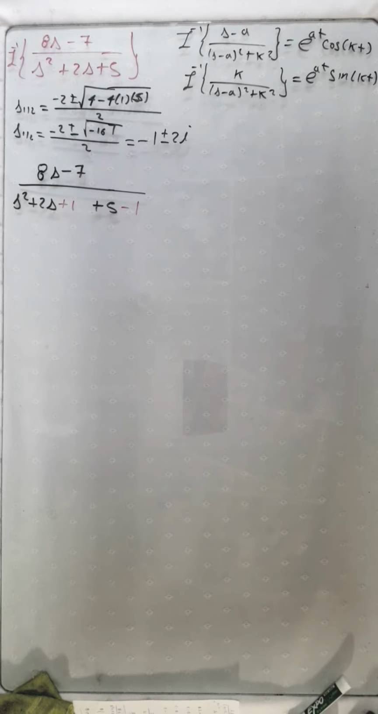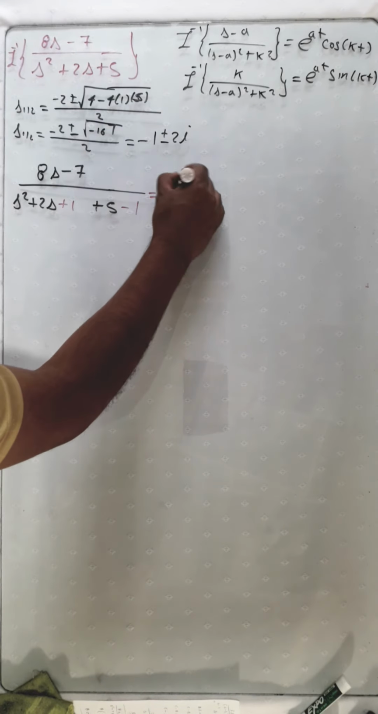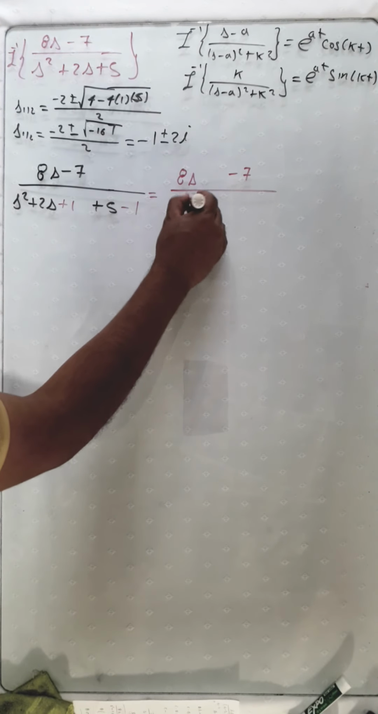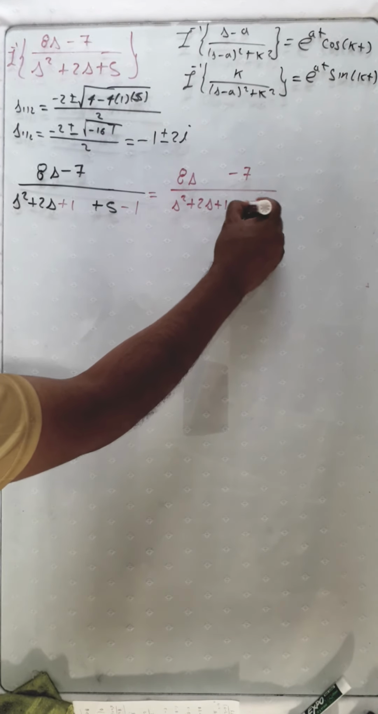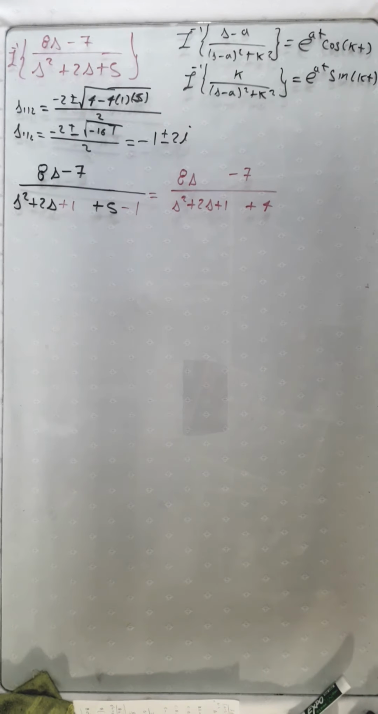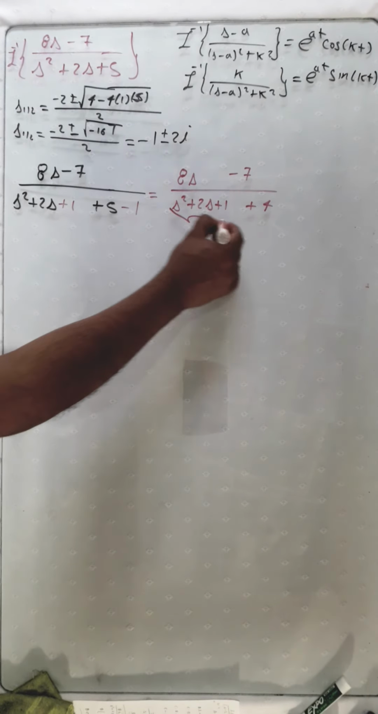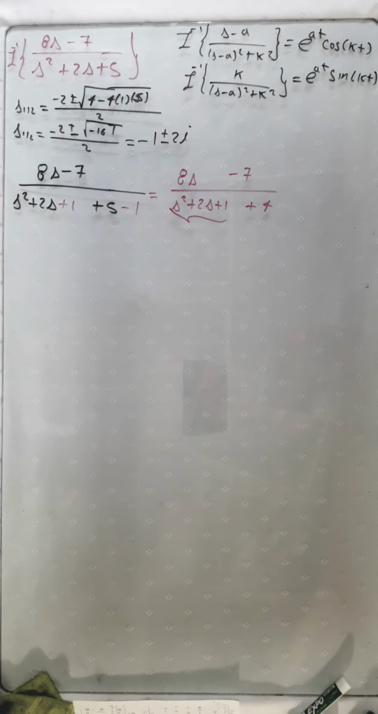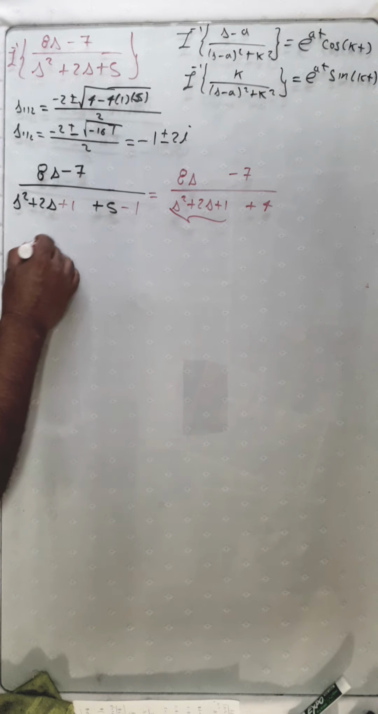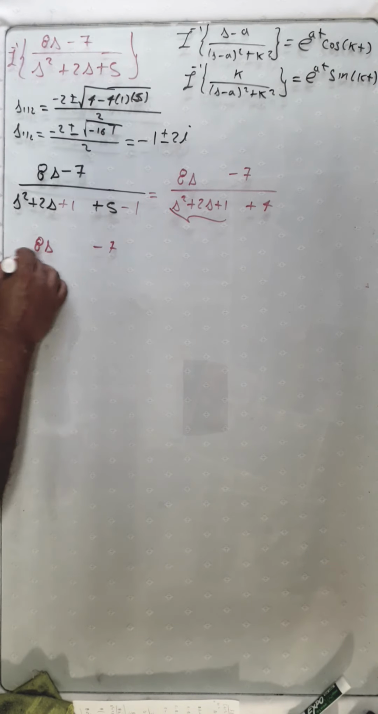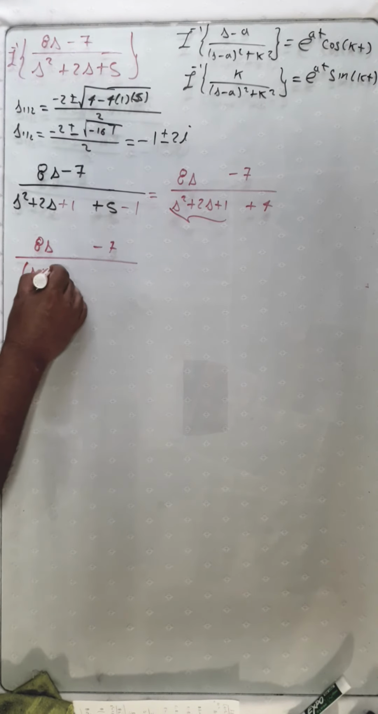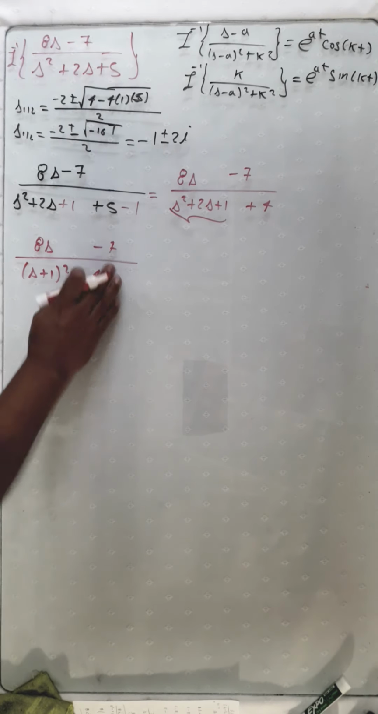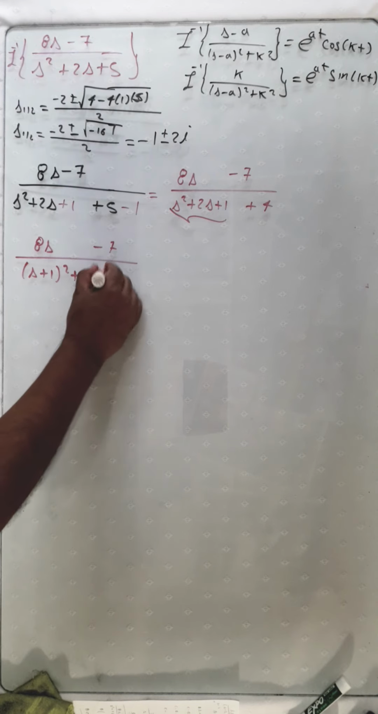Okay, so what is the result of this? 8s minus 7 over s squared plus 2s plus 1 plus 4. Alright, now take a look at this. Why do we do this? Complete the binomial. Because this is a binomial, then we can write it like this: 8s minus 7 divided by (s plus 1) squared plus 4. I'm going to write that 4 as 2 squared.